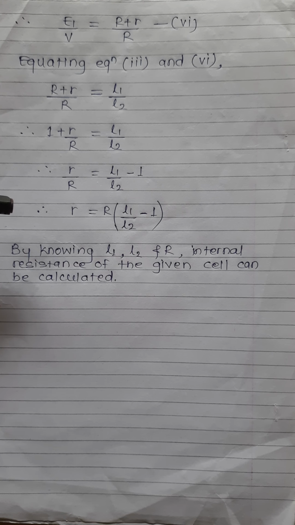Let us solve one numerical based on this. Textbook question 16. The EMF of a cell is balanced by a length of 120 cm of potentiometer wire. When the cell is shunted by a resistance of 10 ohm, the balancing length is reduced by 20 cm. Find the internal resistance of the cell. Write down given values. First balancing length L1 is equal to 120 cm only when EMF of a cell is connected. So L1 is equal to 1.2 meter.